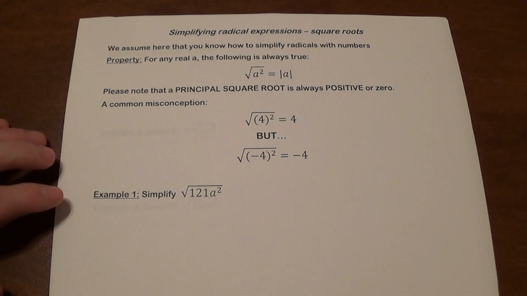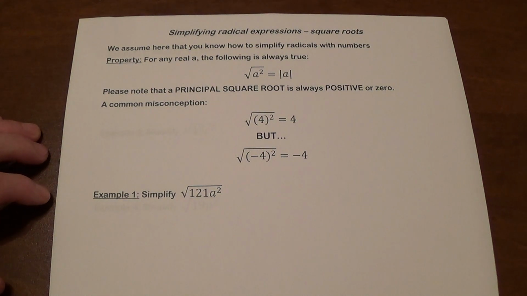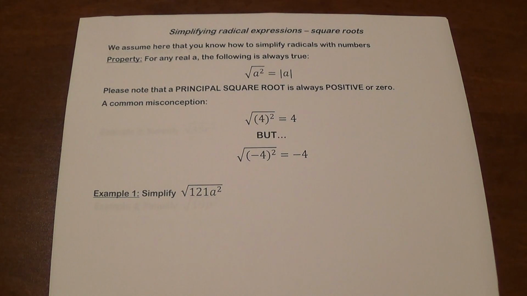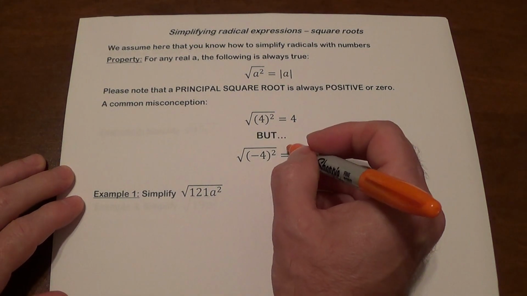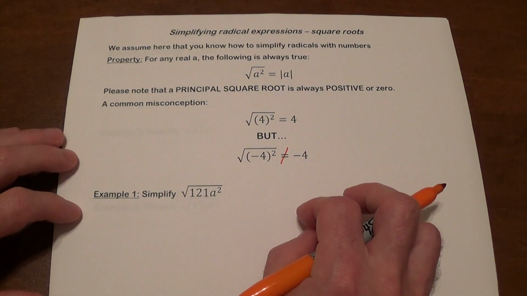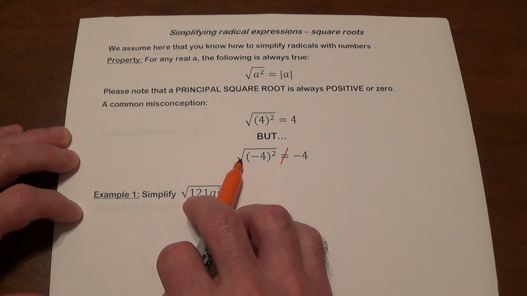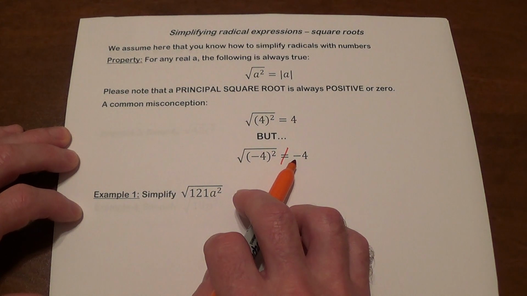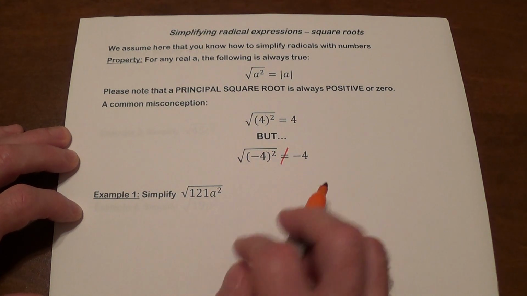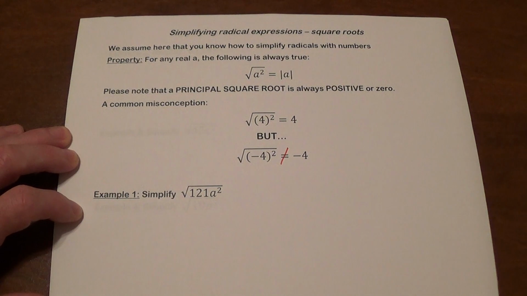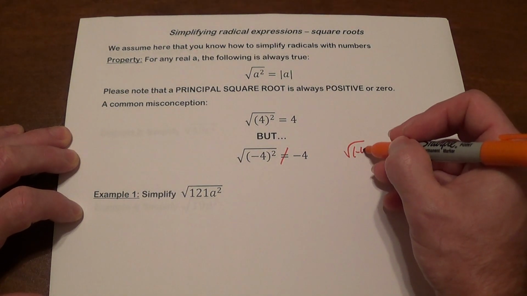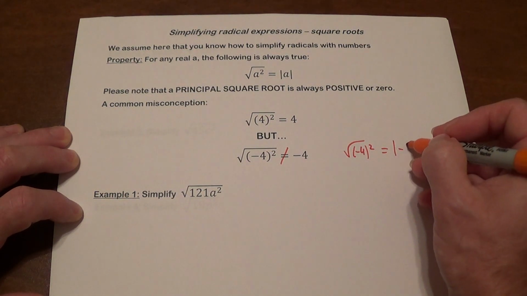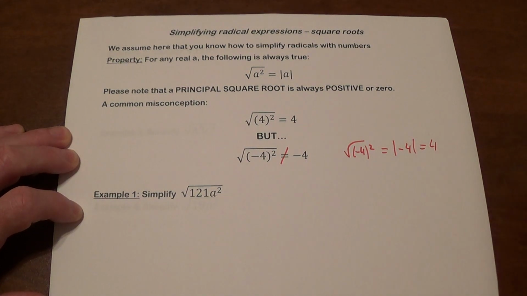And I need to explain this common misconception that I want to make sure that you avoid. Square root of 4 squared is going to be 4, but the square root of negative 4 squared does not equal negative 4. This cannot be done because that contradicts the principal square root, which has to be positive, cannot be negative. Now if you do the square root of negative 4 squared and you write the absolute value of negative 4, then you get 4 and everything is correct.